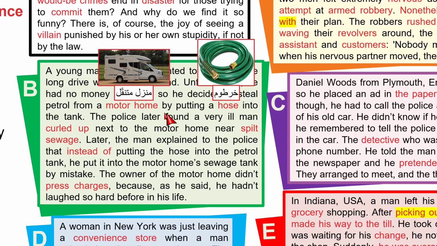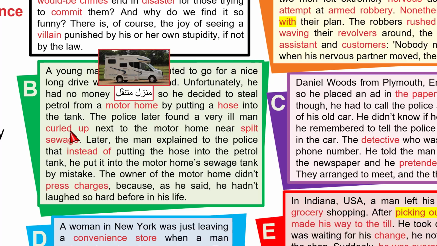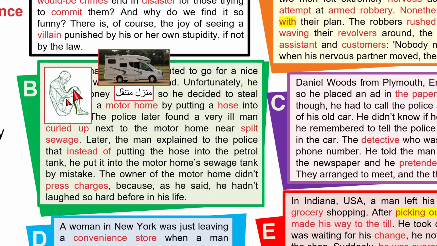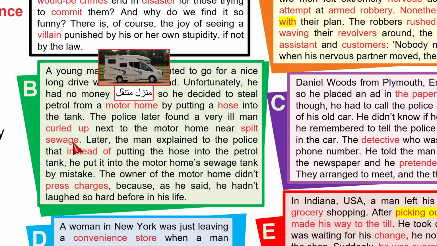The police later found a very ill man curled up, sitting like this with his arms and his legs close to his body next to the motorhome near spilled sewage. Sewage, can you believe it? Do you know what sewage is? Sewage is wastewater. After you're done using the bathroom, the water you used becomes sewage. Spilt, it was on the ground.